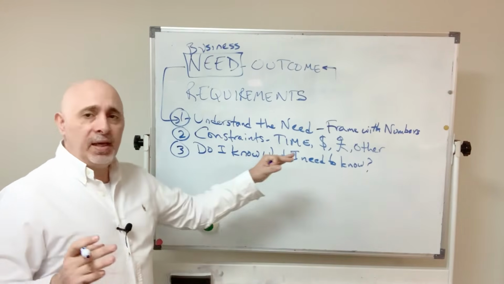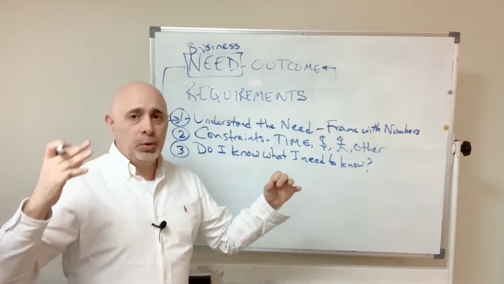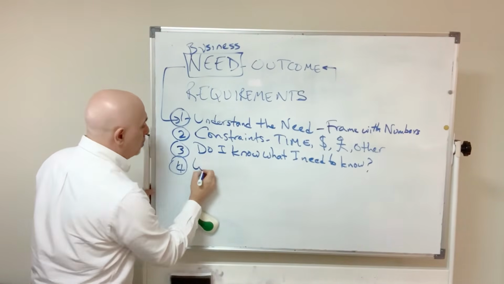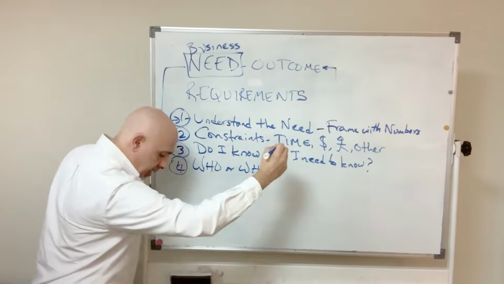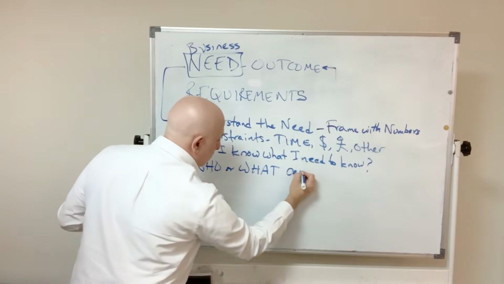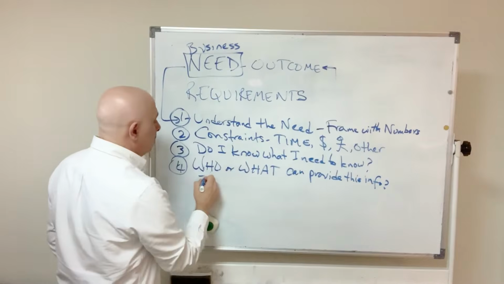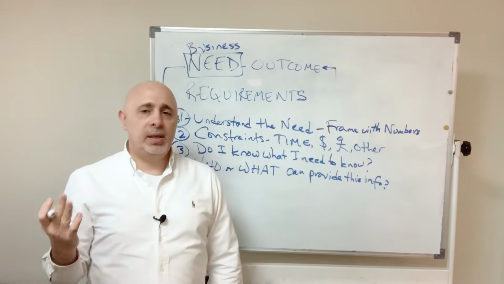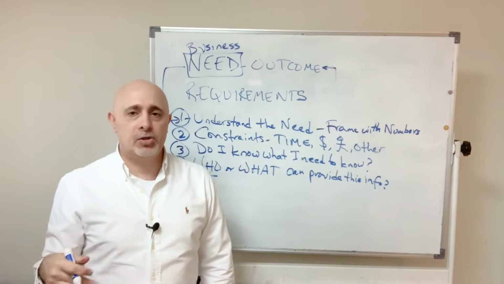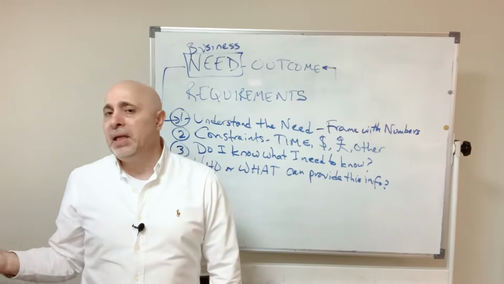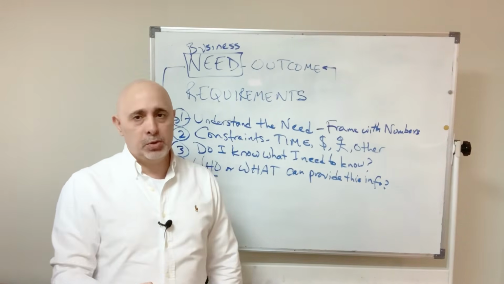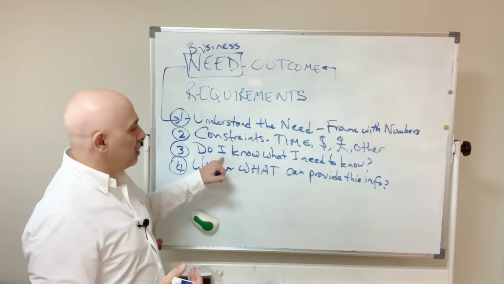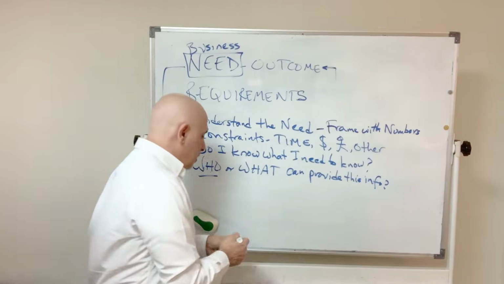So assuming you figured out all the items that you need clarification on, then you go to step number 4. Who or what can provide me this information? And the who would be people. These would be your stakeholders in the organization. Could be business managers, department heads, your colleagues, or the admins who are going to be using the solution. So now you know there are certain pieces of information that you need to collect.